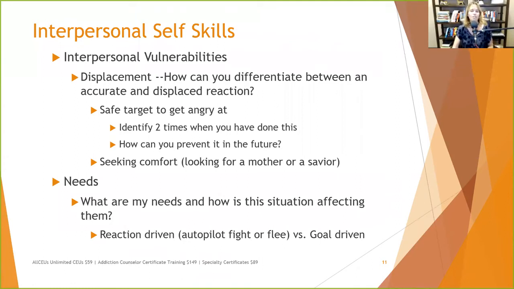So encouraging them to figure out if they're acting from a reaction-driven autopilot fight or flee versus goal-driven. So if I can't find the broccoli and I just get angry and irritable and snippy, well, that's not going to solve anything. But that is my fight or flee sort of reaction coming out. Goal-driven would be to find somebody who might know where the broccoli is and ask them. And yes, I do love it when clients have that aha moment when we're going through an activity and they're like, that makes sense.